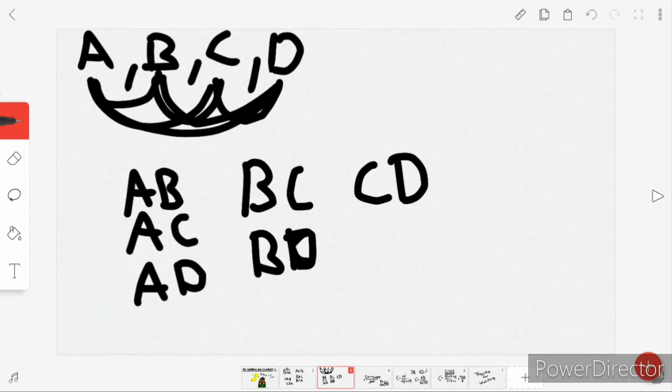So the way it's arranged does not matter. So that's the difference between permutations and combinations. So now let's get on to how to solve both permutations and combinations.